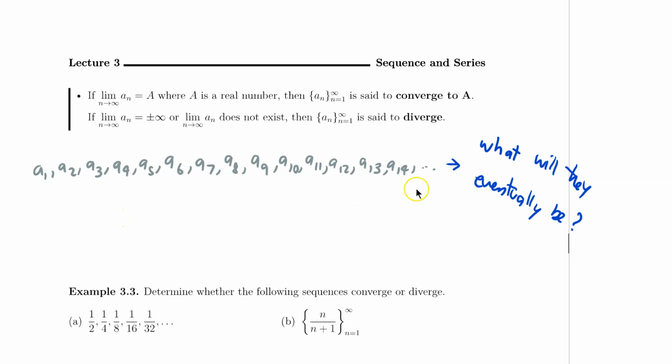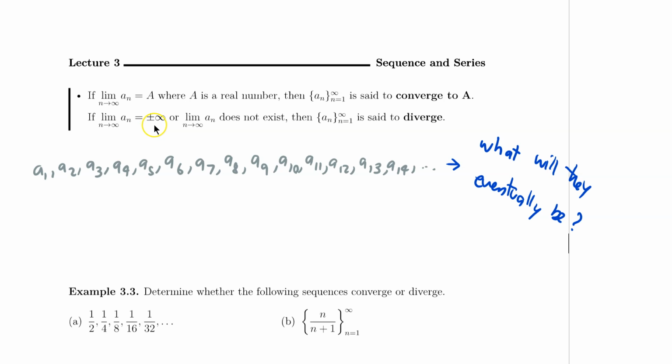If all these numbers approach a certain number, I'm going to say that that is the limit of my sequence, and that this sequence converges to that number. If, on the other hand, the numbers in this sequence just keep increasing without bound, I'm going to say that the limit is infinity. Or if they are negative and keep decreasing without bound, then I'm going to say that the limit is negative infinity.